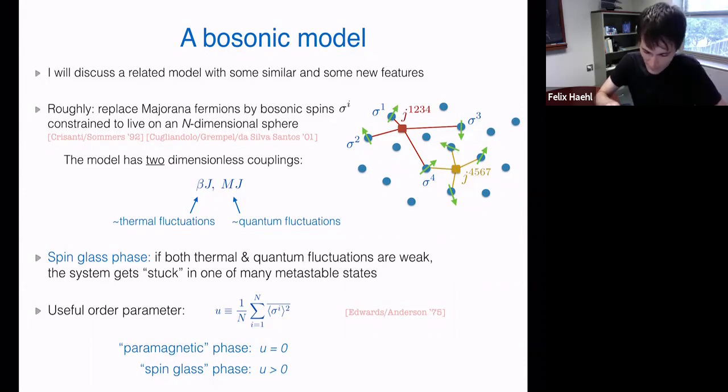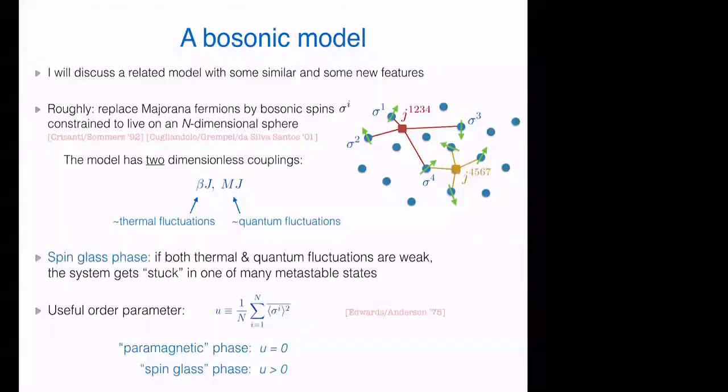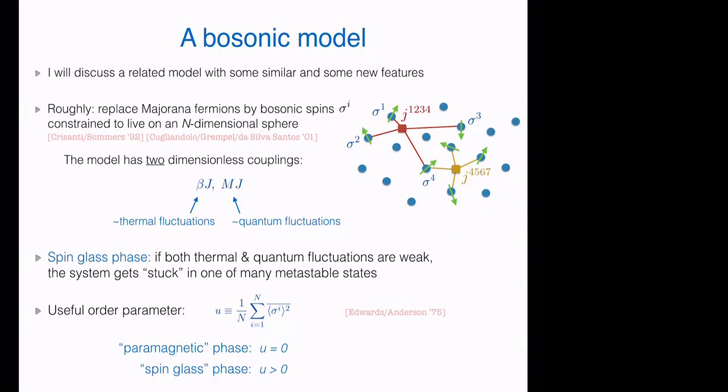I'll just finish with this qualitative intuition slide, and then I'll get to the details. I have a question. So the sigmas, they are bosonic spins, and they can point in any direction. Yeah. So they can't be electrons.